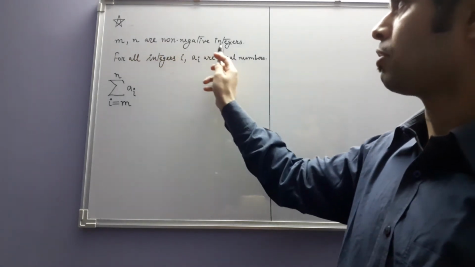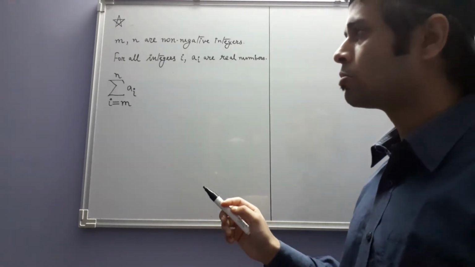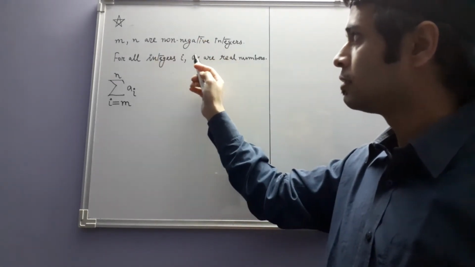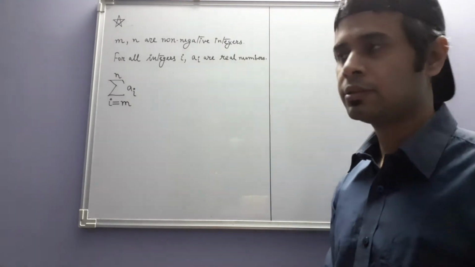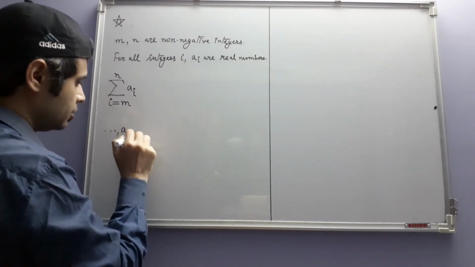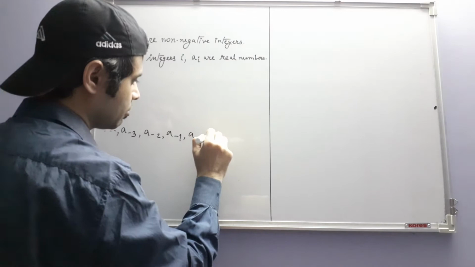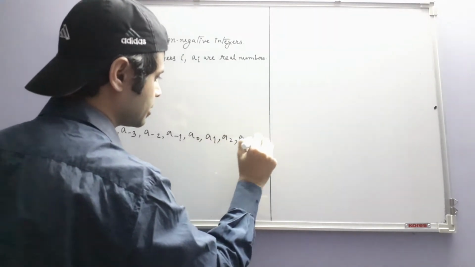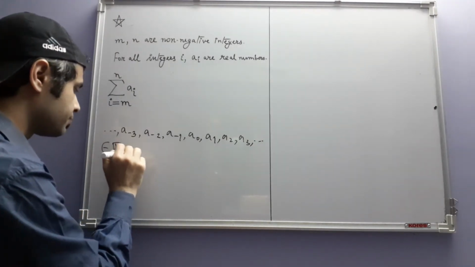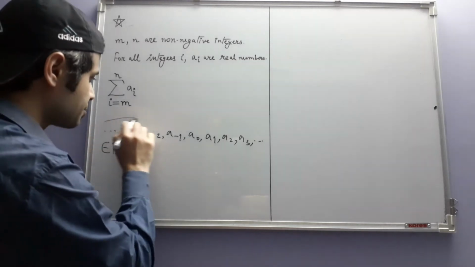So m and n are non-negative integers. They can be in general integers also, but more commonly they are non-negative integers. Now for each integer i, there is a real number a_i. So for example, a minus 3, a minus 2, a minus 1, a0, a1, a2, a3, etc. These are all real numbers. They belong to the set of real numbers.